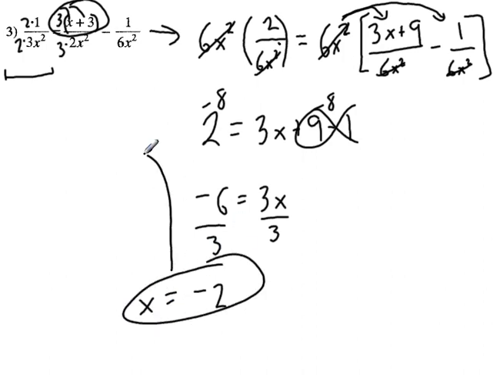Now if I go back up here and just double check to make sure I'm not getting a 0 anywhere, that's called checking for a restriction on a variable. I don't have any restrictions of variables. When I have one, I'll point it out.